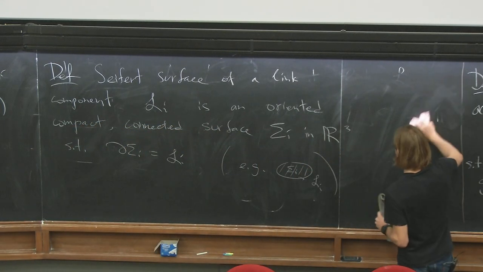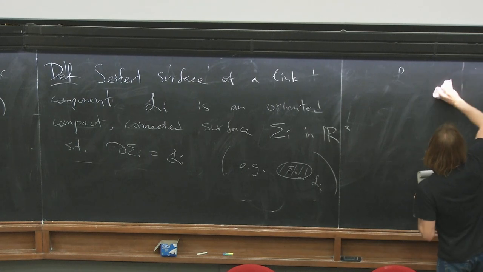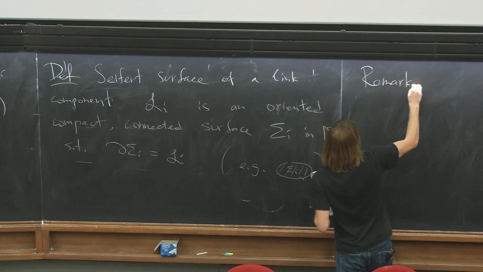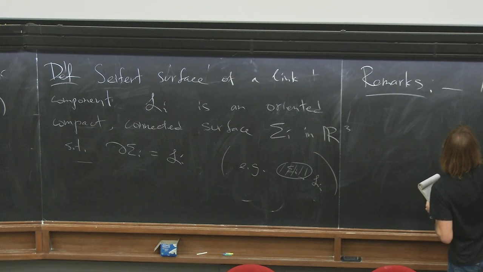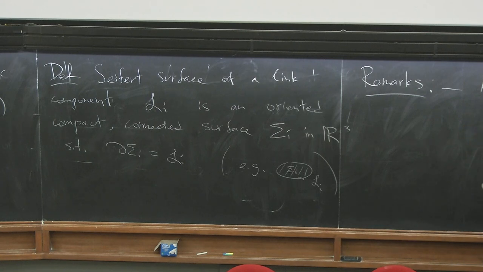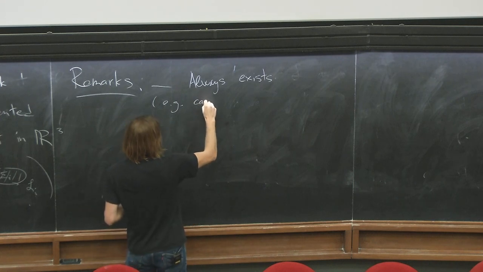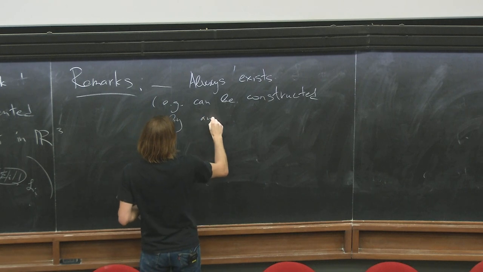Of course there are questions about existence and uniqueness. So let me give you a brief answer to these questions without going into detailed proofs of these statements. So the following two remarks. It always exists. There are different ways to show this. One way is that it can be constructed explicitly by an algorithm.